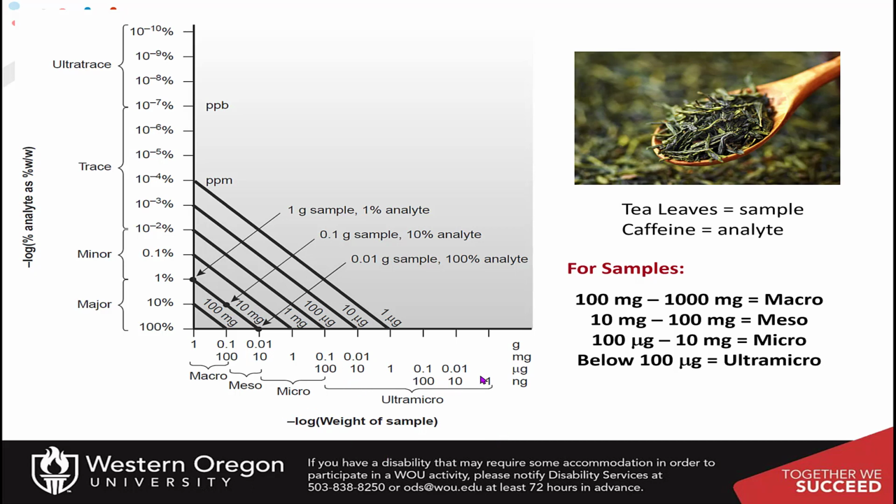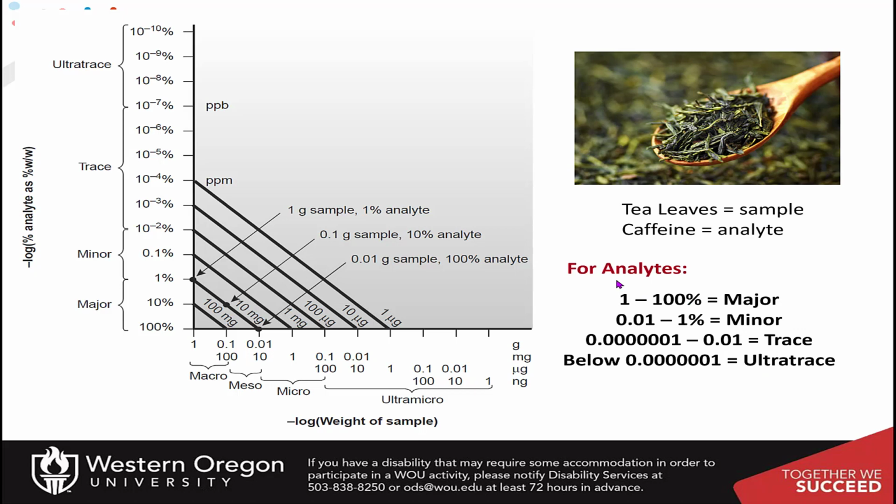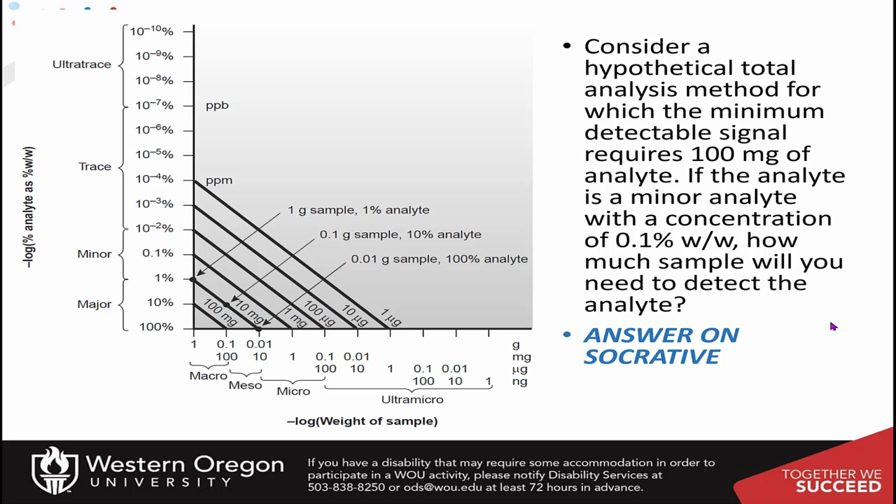So you can see if you have very little sample and then it also only contains a very small percentage of your analyte, then your ability to be able to detect that analyte with your methodology becomes very difficult. So for the samples, your scales are macro, meso, micro, and ultramicro. And for the analytes, they can be major constituents, minor constituents, they can be in trace amounts, or they can be in ultra trace amounts within your sample. So you have to consider both of these features when you're deciding on what methodology you want to use to analyze your samples.